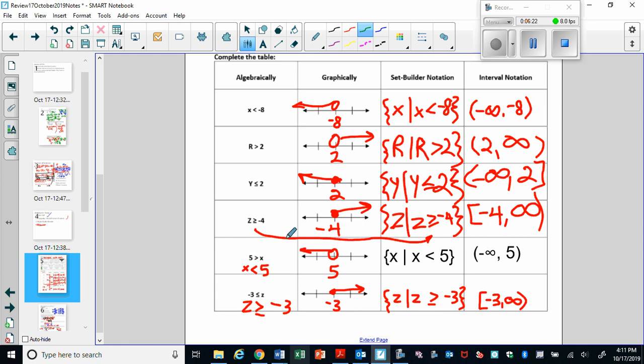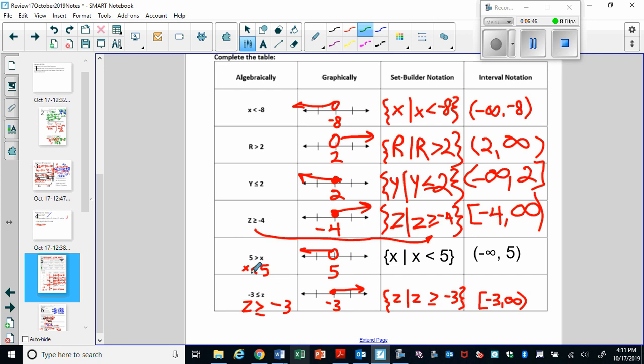Now for z greater than or equal to -4. Again, solid circle, arrow to the right. Solid circle means bracket. Since we're going to the right, infinity will be on the right part of your interval notation. And then your starting point, -4, is on the left side.